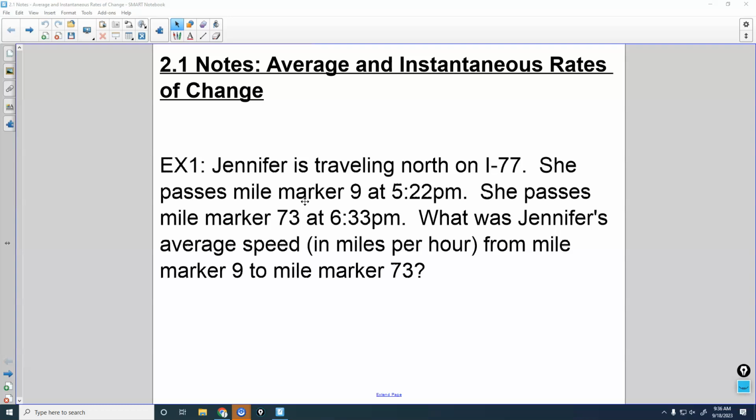Jennifer is traveling north on I-77. She passes mile marker 9 at 5:22 p.m. She passes mile marker 73 at 6:33 p.m. What was Jennifer's average speed in miles per hour from mile marker 9 to mile marker 73? You're welcome to guess, but then I want you to figure out exactly.